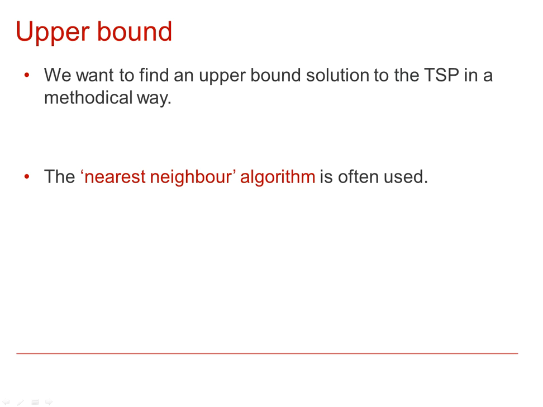One method that is used is something called the nearest neighbor algorithm, and this is what we're going to discuss in this particular video. So the nearest neighbor algorithm produces a tour, not necessarily the best or the optimal tour, but at least it's one that works, and therefore we can say that it is an upper bound for the optimal tour.